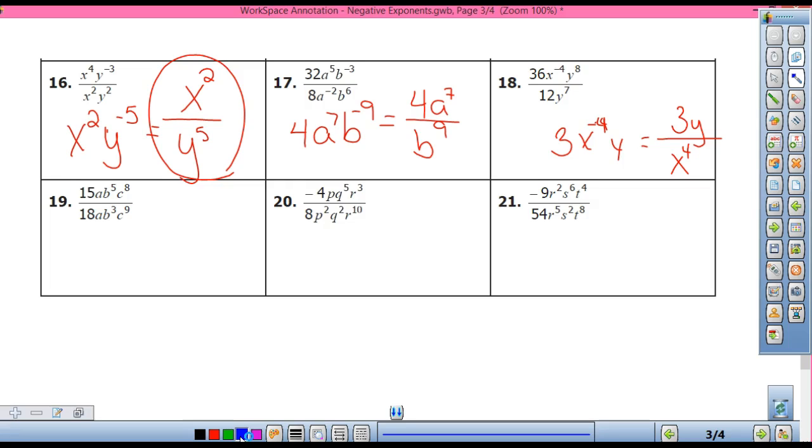15/18. 5, 6. Yep, divide both by 3. So 5 over 6. What happens with my 8? Cancel. V squared. C to the negative 1, so he goes to the bottom.